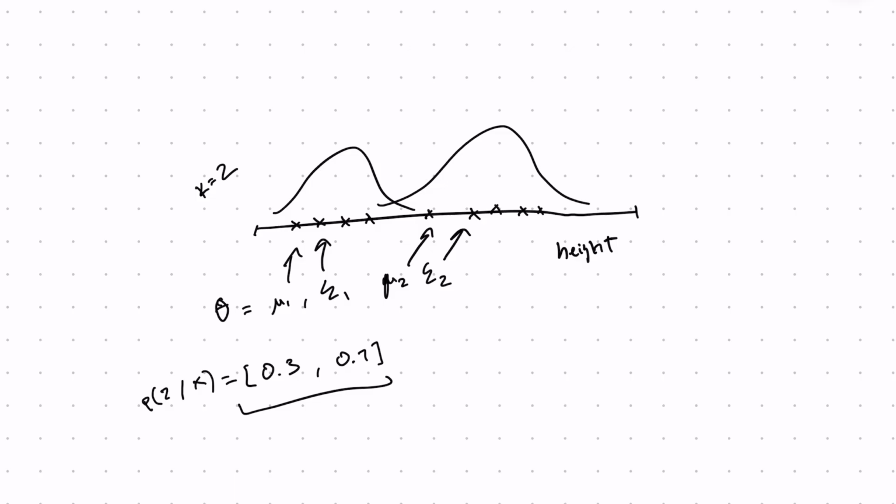We can set k equal to whatever we want here. It can be as many classes as we want. Since this is height, maybe male and female, or maybe we have 3 classes, whatever.